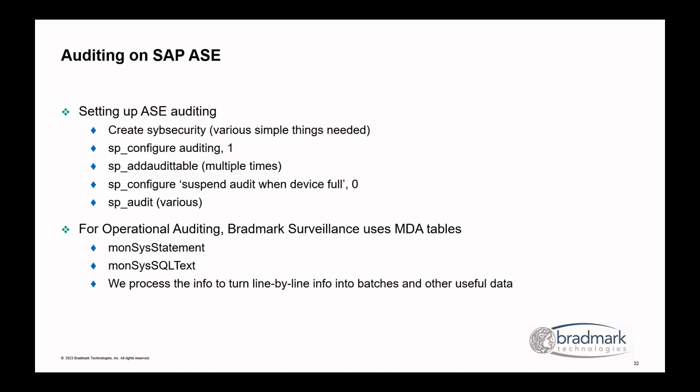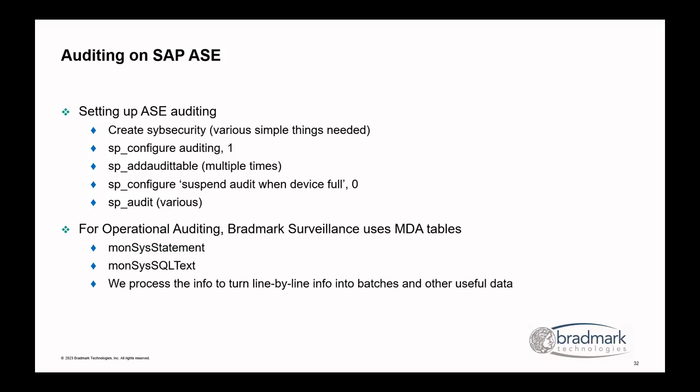You configure a particular option called suspend audit when device full. By setting it to 0, this allows you to use the tables directly and bypass the threshold proc stuff. So you don't have to do the threshold proc and the archive table and manage all that other stuff. You can just get to the auditing data that you need. And then sp_audit is used to configure the auditing.